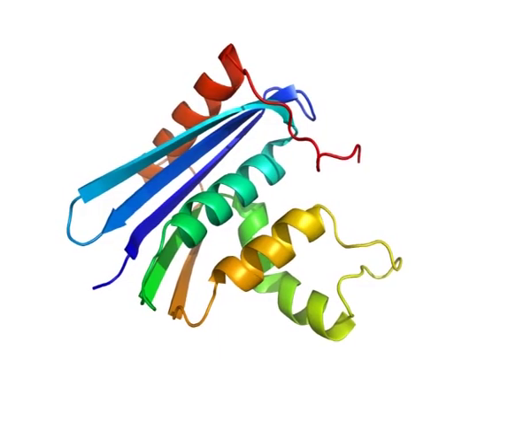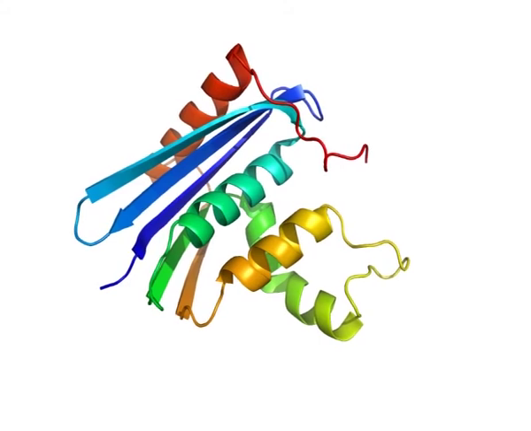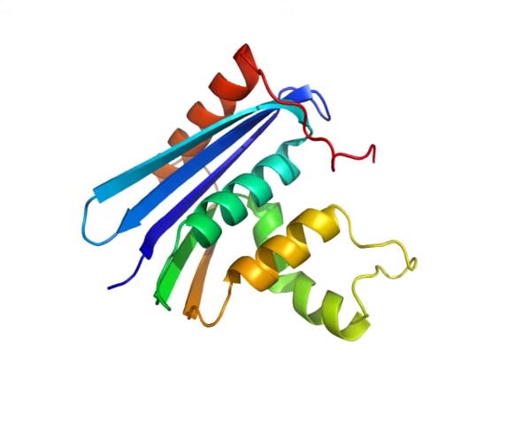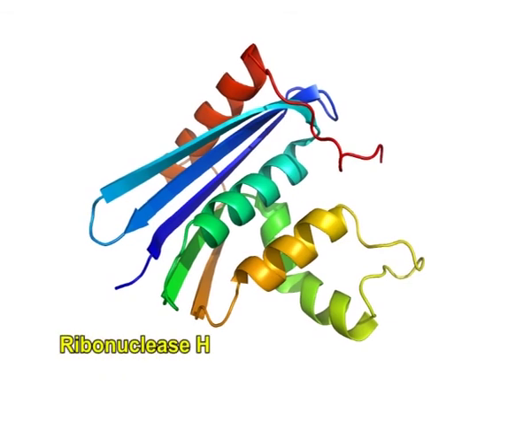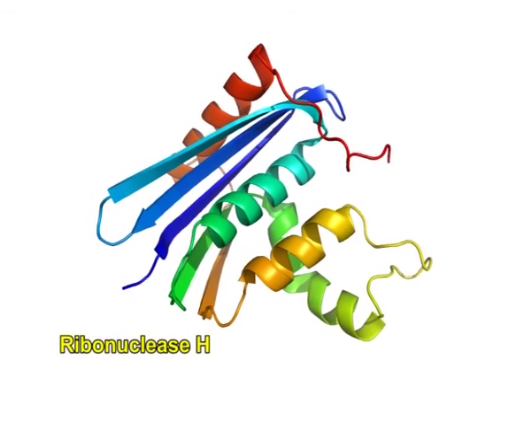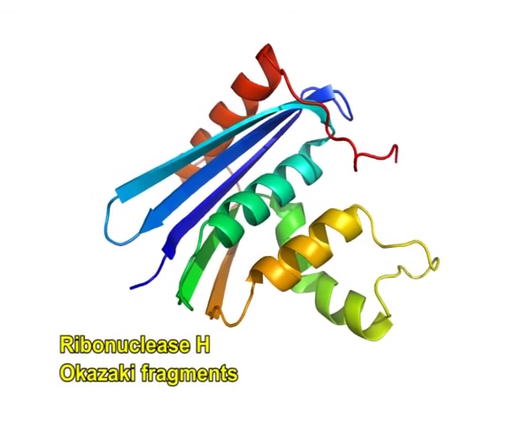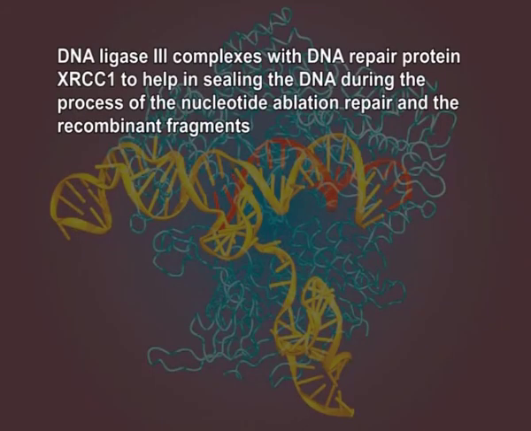There are four types of ligase present in mammals. DNA ligase 1 seals the nicks of the lagging strand after the ribonuclease H has removed the RNA primer from the Okazaki fragments. DNA ligase 3 complexes with DNA repair protein XRCC1 to help in sealing the DNA during the process of nucleotide excision repair and in recombinant fragments.